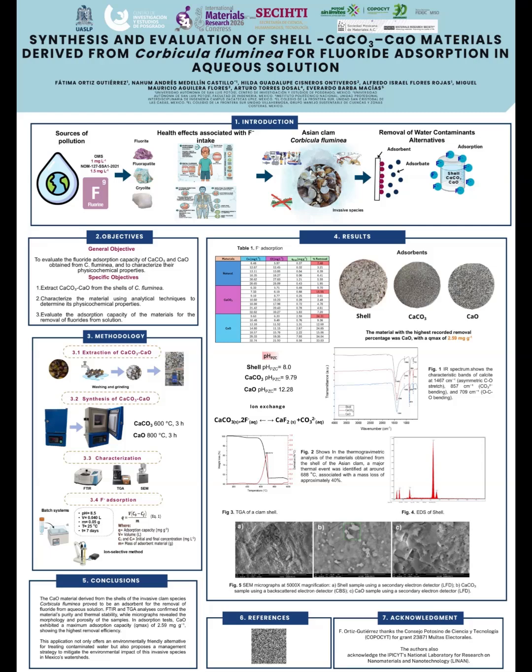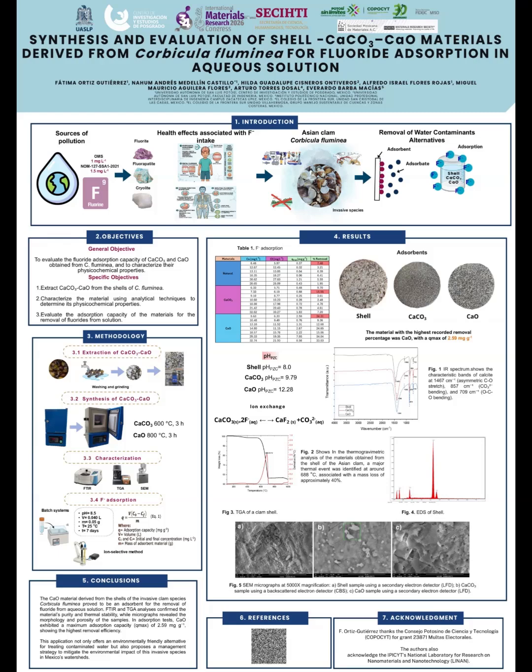Microscopic images revealed that the shell has a relatively smooth surface with low roughness. In contrast, the calcium carbonate and calcium oxide materials exhibit progressively rougher and more heterogeneous surfaces. These morphological changes can be attributed to the heat treatment used during their preparation, carried out at 600 and 800 degrees Celsius for calcium carbonate and calcium oxide, respectively. An increase in the calcination temperature may promote changes in the structure and surface morphology of the materials.